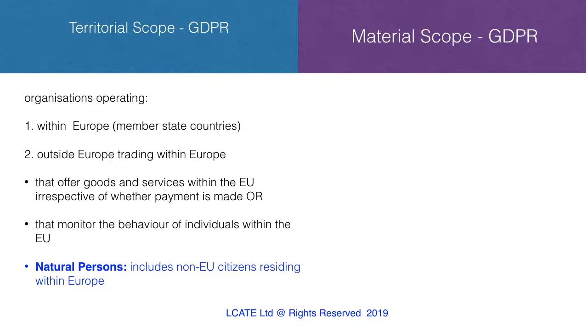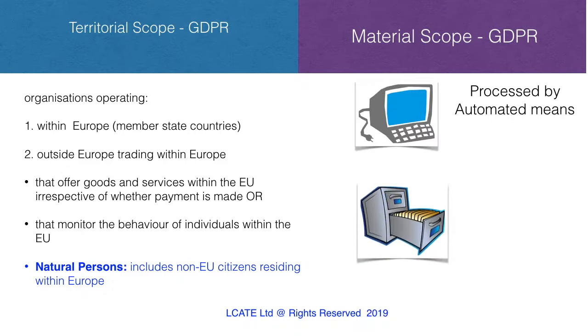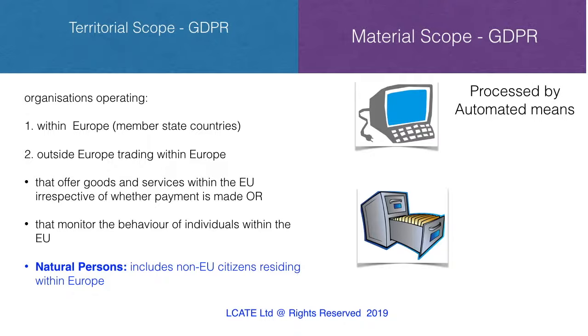Material scope. Well, it applies to the processing of personal data by automated means. So personal data that's on your computer, your laptop, your iPhone, but also personal data that you can keep on hard copies in your cabinet that form part of a filing system. So they're placed chronologically and you can actually see that the data belongs to specific individuals.